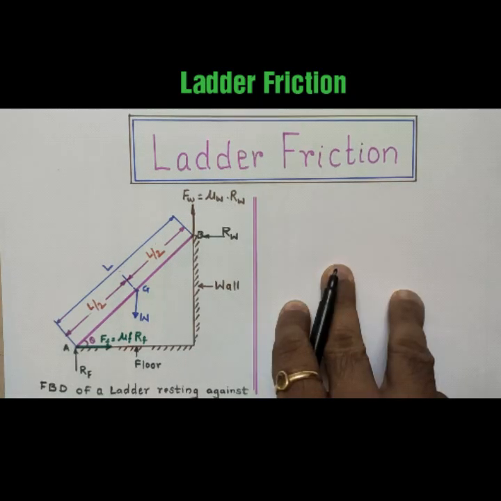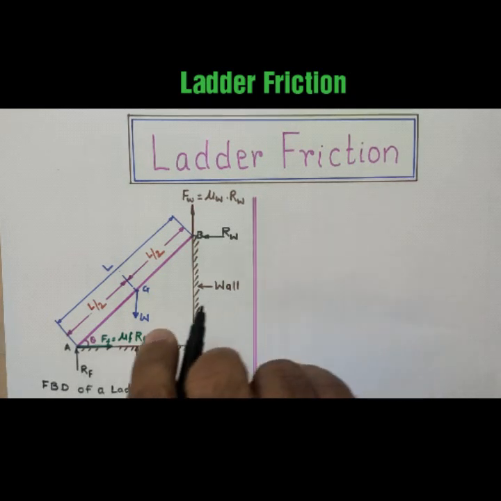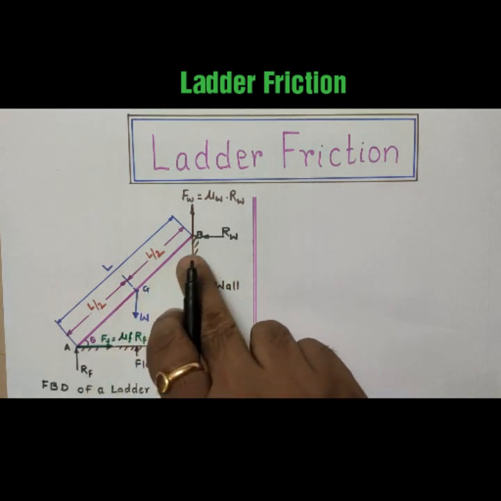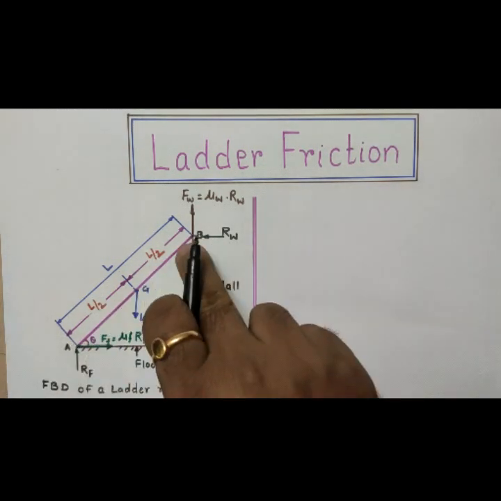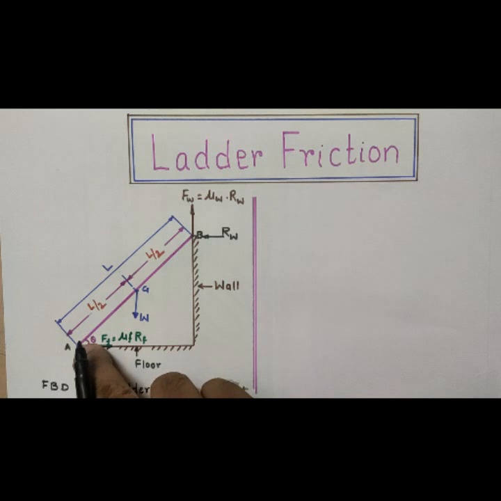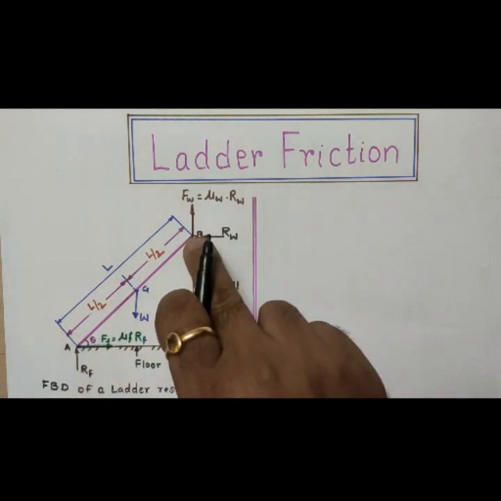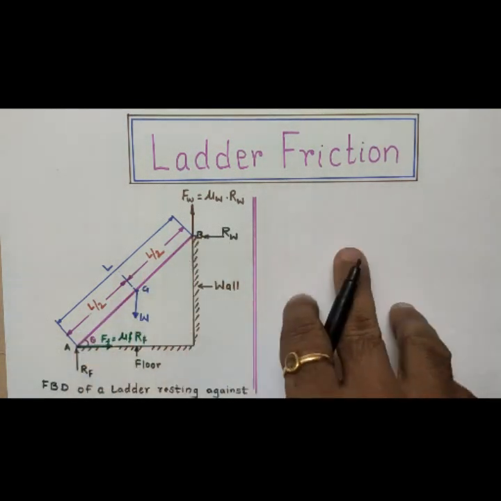Here the first question is raised. What do you mean by ladder friction? The friction produced by the end of the ladder on the floor and the wall surface is called ladder friction.